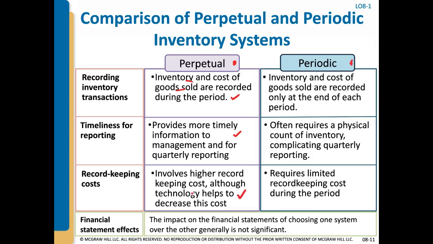The periodic is where the inventory and cost of goods sold are only updated at the end of each period. So you never really know how much inventory you have on hand. The way you find out is you need a physical count of the inventory at the end of each period. And the record keeping is limited because you don't have to do much during the period. But again, there are disadvantages to that.